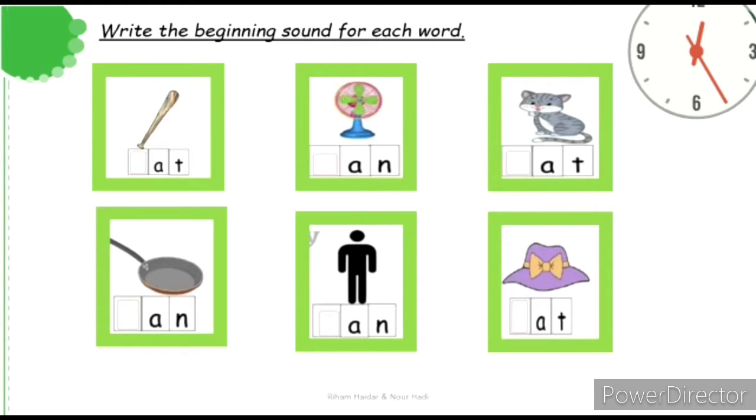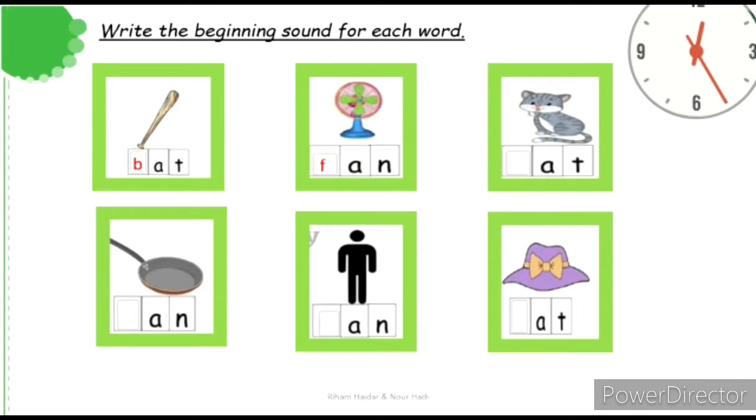Write the beginning sound of each word. Here the beginning sound is missing, so you have to write it. Look at the first picture. What do we have? Bat. B, b. Bat. What do you hear? Whenever we hear the sound B, we have to write the letter B. Very good. The second picture is fan. F, f, fan. So the beginning sound is, who can guess? Clever students, it's F. Whenever you hear the sound F, you have to write F.